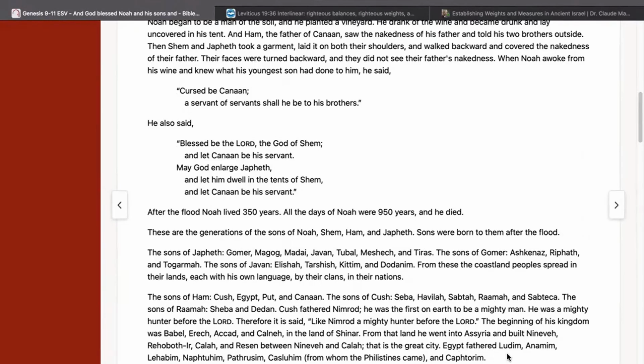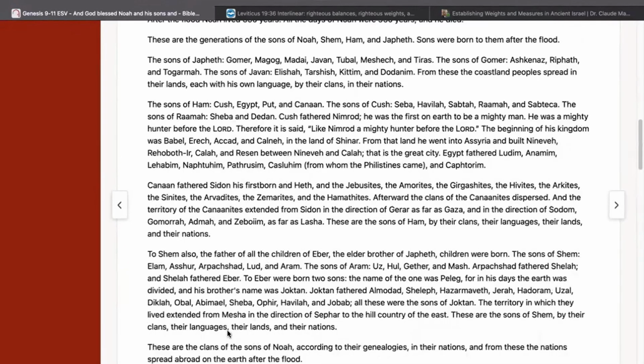Egypt fathered Ludim, Anamim, Lehabim, Naphtuhim, Pathrusim, and Casluhim, from whom the Philistines came, and Caphtorim. Canaan fathered Sidon, his firstborn, and Heth, and the Jebusites, the Amorites, the Girgashites, the Hivites, the Arkites, the Sinites, the Arvadites, the Zemarites, and the Hamathites.